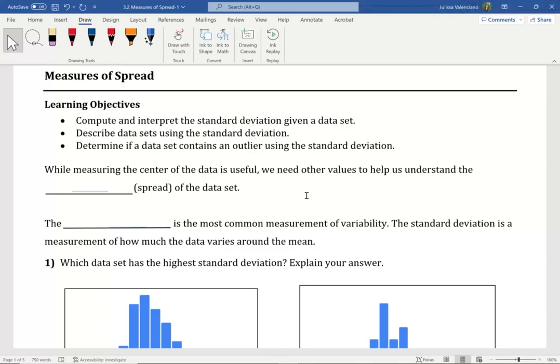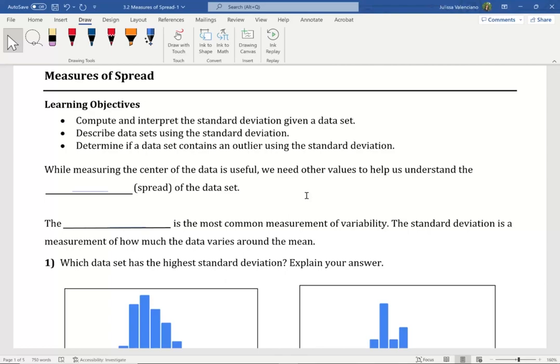Our second learning objective is to be able to describe data sets using the standard deviation. For example, we're going to use the standard deviation to help us measure how far a data set is from the mean. And the last learning objective is to determine if a data set contains an outlier using the standard deviation.